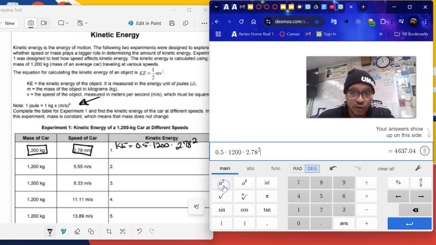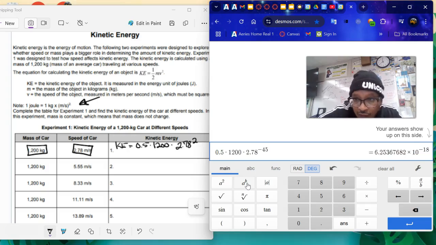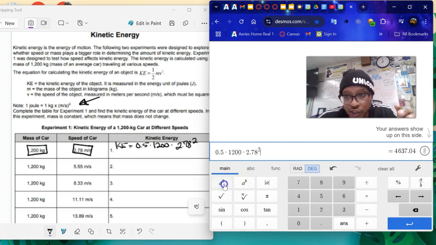You can just use the square function, and that will square it. I'm going to delete that, okay? But if you press this AB right here, then it will actually allow you to put in any exponent you want. So if you need cubed or you need it to the 26, you could also put negative 45. So that function allows you to use any exponent. In this case, we just need the squared.